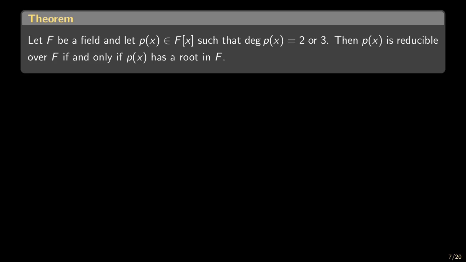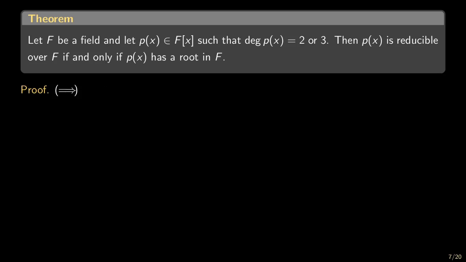But only, take note, when the degree is either 2 or 3. So, the condition is that whenever p of x has a root in f, then p of x is reducible. Well, this is almost obvious, because if p of x has a root in f, let's say r, then x minus r is a factor of p of x. Therefore, it can be reduced. That's the general idea.